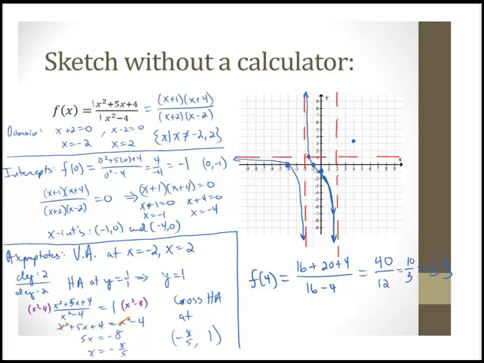So we have this point here. Now we know the curve doesn't cross over its horizontal asymptote again, so it must follow the asymptotes and do something like this. And there's the graph of the function.